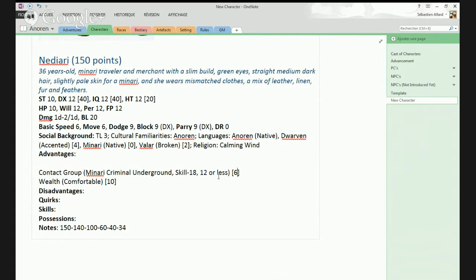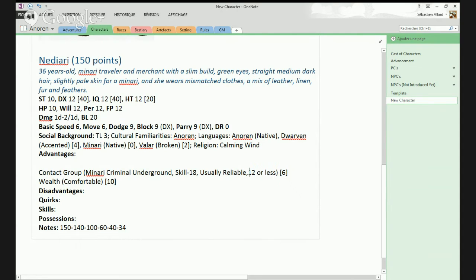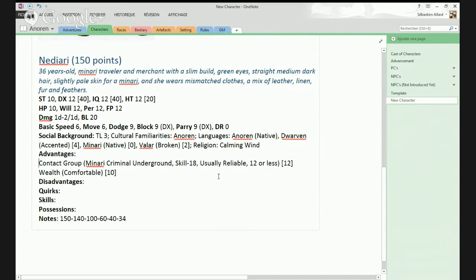A contact group in GURPS, by the way, is just for information. So she will not be able to be helped by the Minari criminal underground, just have information. Since it's a thing, I'm going to say it's usually reliable. She knows the right people. She knows how to speak to those people, and this is one of her great assets. So that multiplies the result again by 2. So it's done. She now has a contact group among the Minari criminal underground.